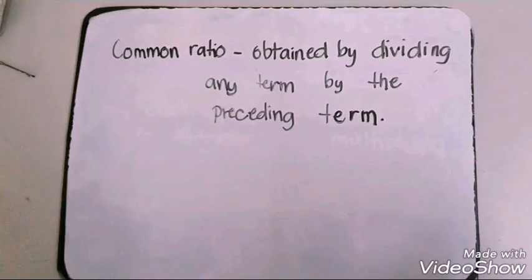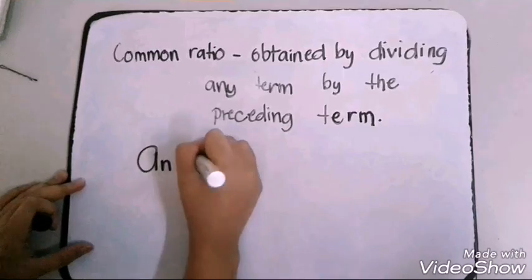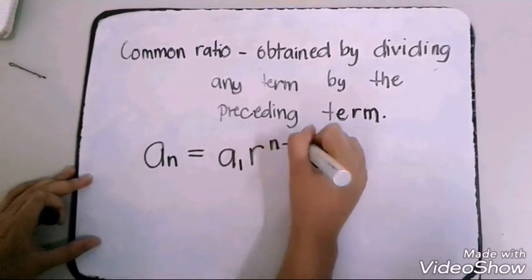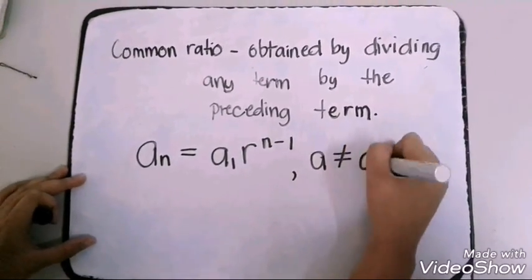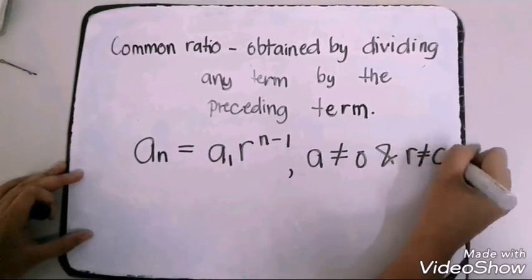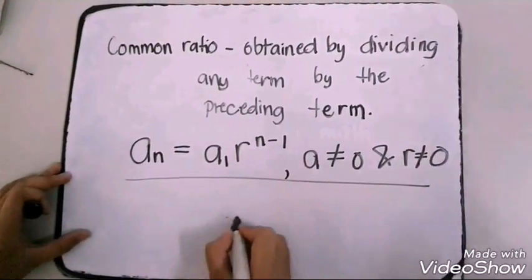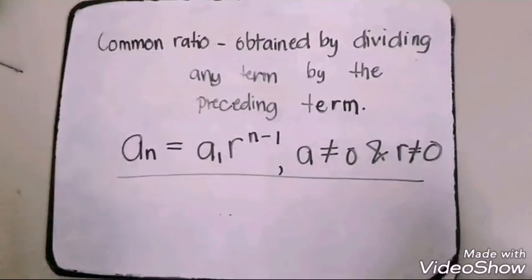In getting the nth term, we use the formula a sub n is equal to a sub 1 times r raised to the power n minus 1, where a should not be equal to 0 and r should not be equal to 0. Let us have an example.